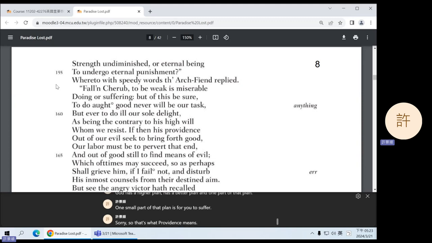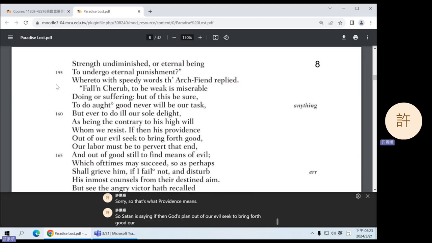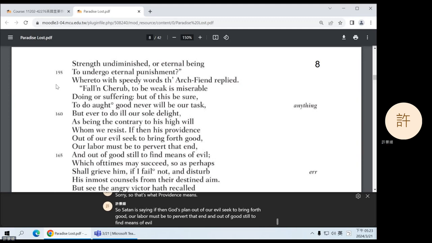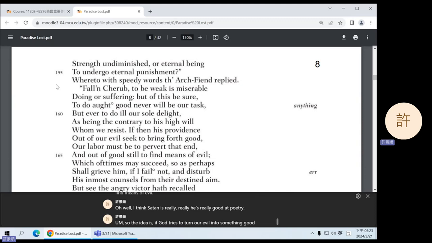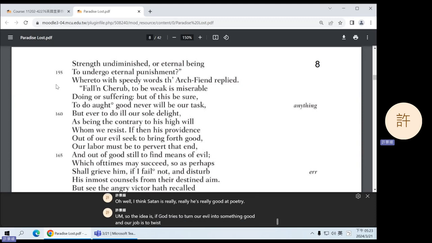So Satan is saying, if then God's plan out of our evil seek to bring forth good, our labor must be to pervert that end, and out of good still to find means of evil. Oh, wow. Satan is really good at poetry. So the idea is, if God tries to turn our evil into something good, then our job is to twist that plan and out of God's good to always find a way of doing evil.